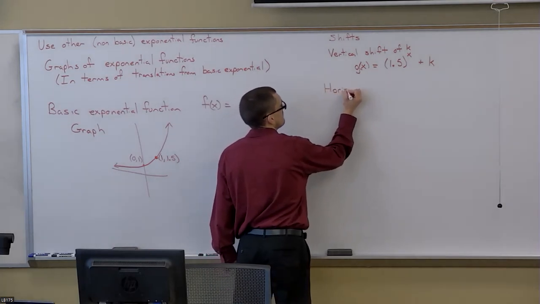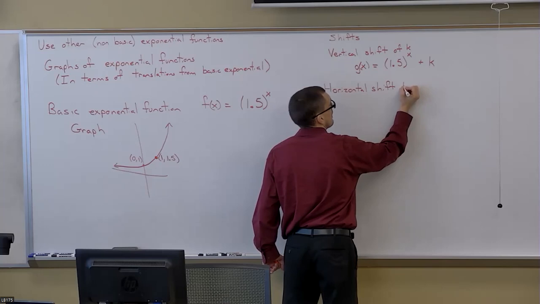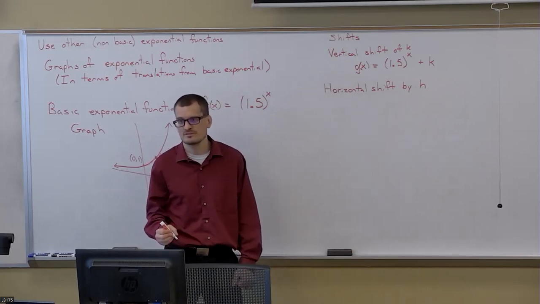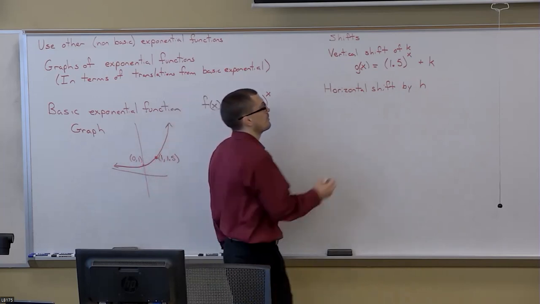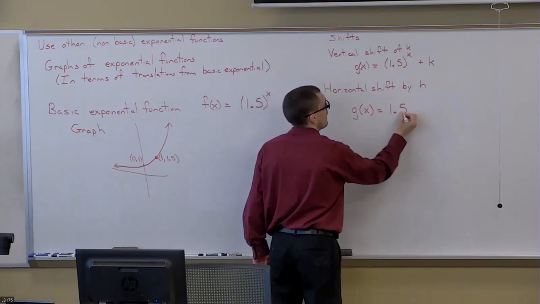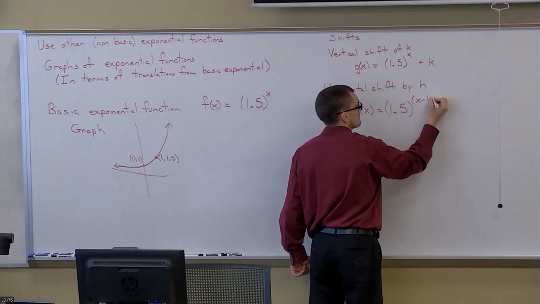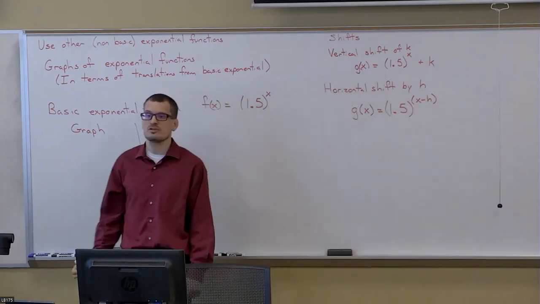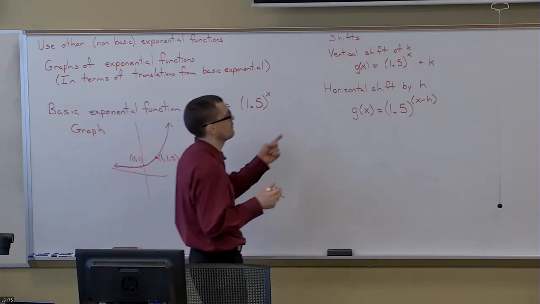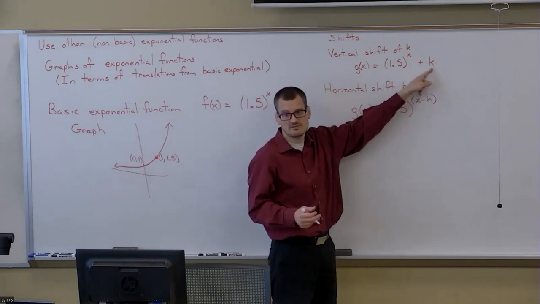If I wanted to horizontally shift by, let's call it h, because that's what our usual horizontal shift variable is. Well, remember what we're going to do. I'll use G again, I'll reuse that. We take our x and we replace it with an x minus h. So notice that the minus h would be inside the exponent. The horizontal shift happens inside this exponent. The vertical shift happens outside, after the whole function.